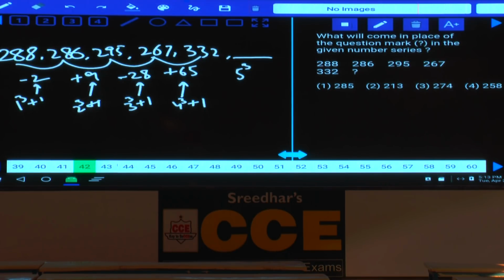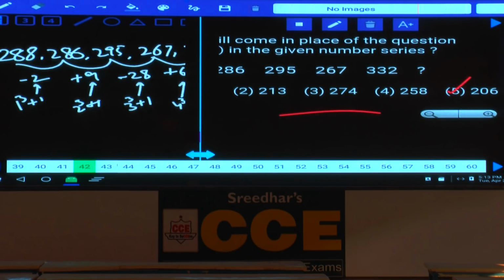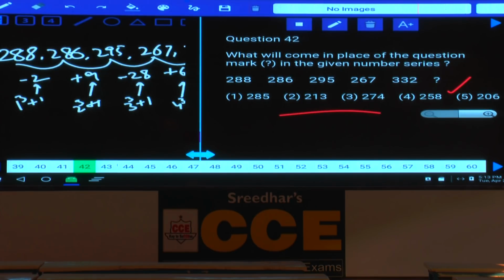5 cube plus 1 should be added or subtracted? Subtract. What is 5 cube plus 1? 126. And so how much should be subtracted here? 126. And 12 minus 6 will be 6. The last digit must be 6. Among the given choices, last digit 6 is given in choice 5. And that will be your answer. Done with this? Choice 5 is the answer. Clear 42? Then, yes, next one please.